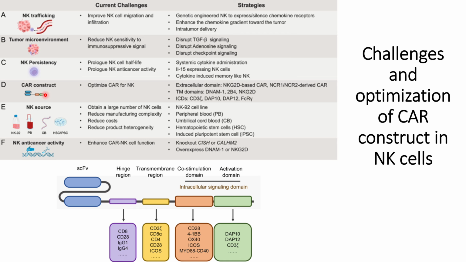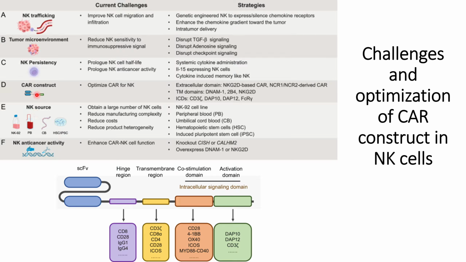And the next one is the CAR construct. Right now the CAR constructs are mainly optimized for T cells. They need to be optimized for NK cells also, such as the domains needing to be switched, for example to NKG2D in the CAR, whereas in T cells they use different receptors. The transmembrane domain can also be replaced with DNAM-1, 2B4, or NKG2D, and the intracellular co-stimulatory domain can be replaced by DAP10 or DAP12, as they are more related to NK cells, compared to CD3 zeta, which is more related to T cells.